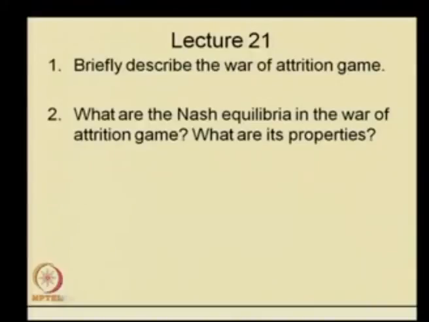What are the Nash equilibria in the war of attrition game? What are its properties? So, Nash equilibrium in the war of attrition game is given by the following. There are infinite Nash equilibria. One set of Nash equilibria is given by this, and the other set is given by this. So, in the first case, player 1 gives up immediately and player 2 gives up after V1. In the second case, player 2 gives up immediately and player 1 gives up after V2.